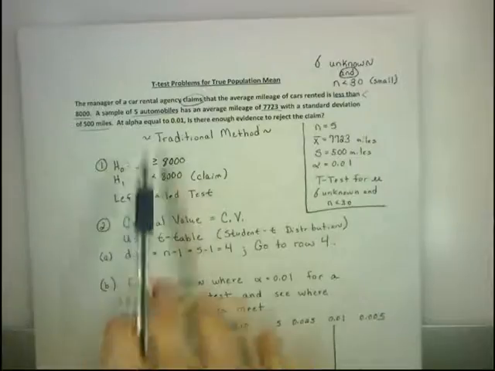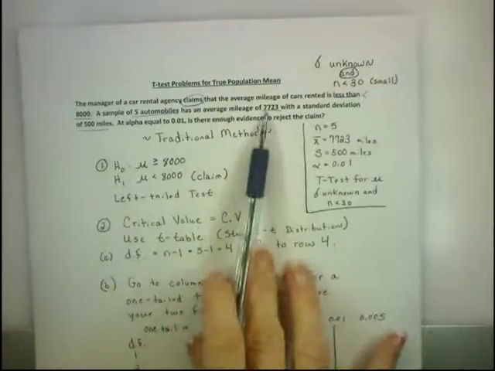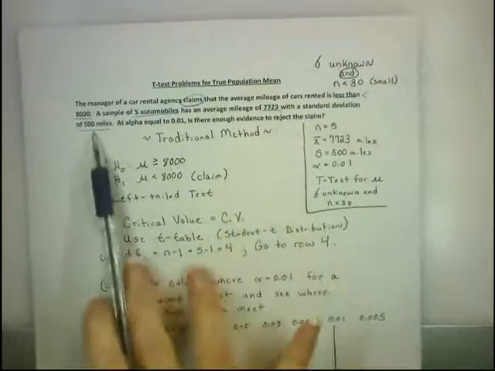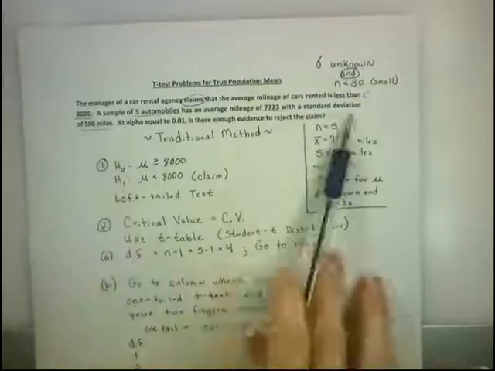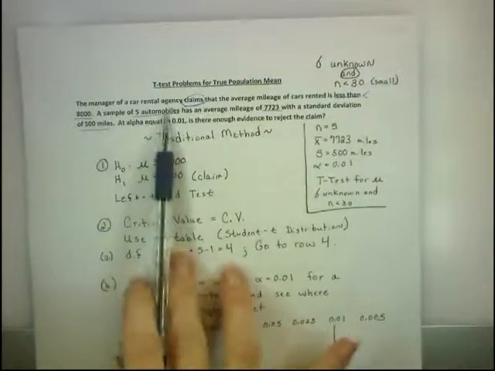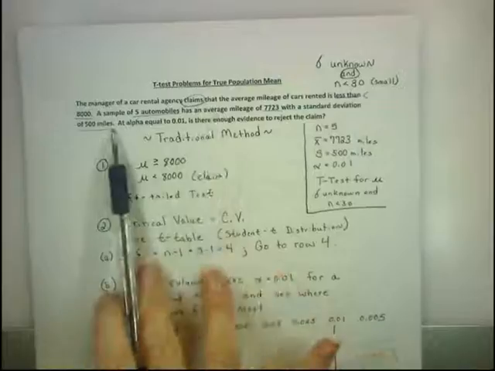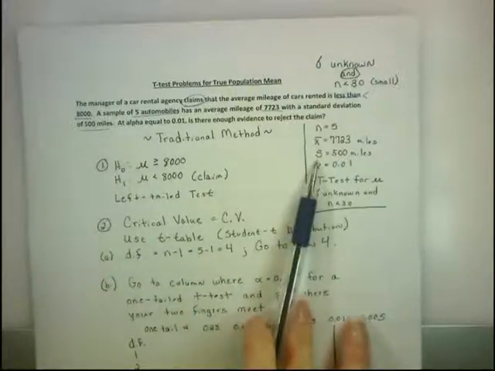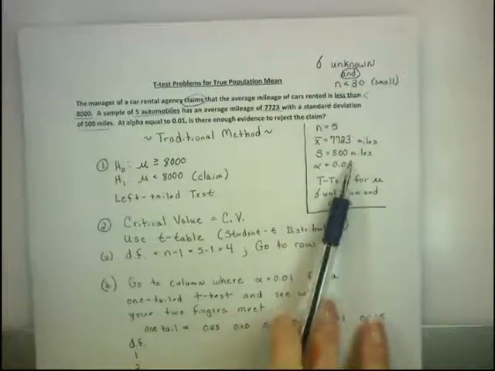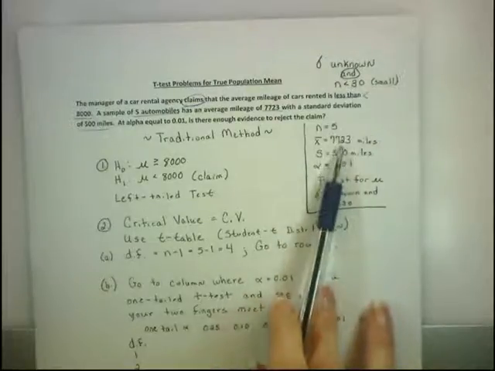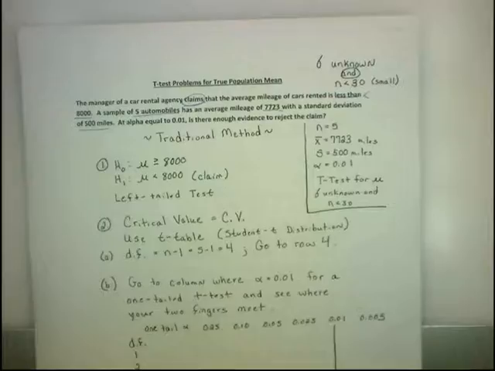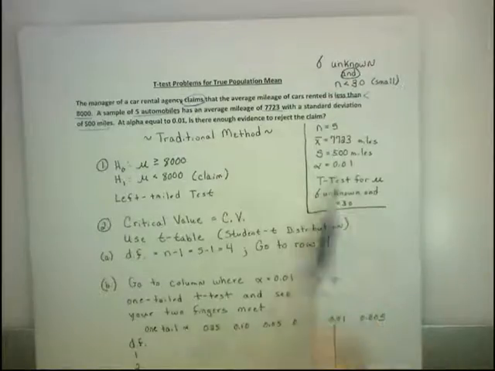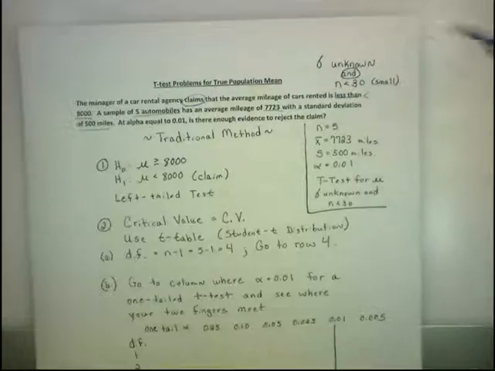Notice how it says a sample of 5 has an average of 7723 with a standard deviation of 500. In one whole sentence in which they're talking about the sample of 5, they give its average and its standard deviation. It does not say sample standard deviation, but it is the sample standard deviation. s is 500 miles. n is 5, x bar is 7,723, and s is 500. Test this claim at 1%. Alpha is 0.01, the level of significance.